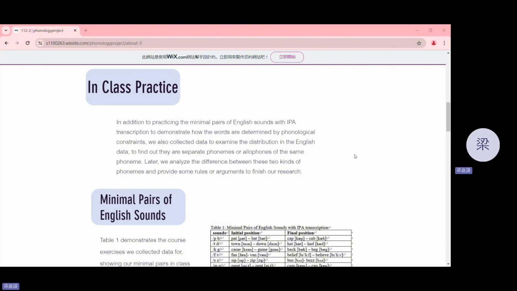In addition to practicing the minimal pairs of English sounds with IPA transcription, to demonstrate how the words are determined by phonological constraints, we also collected data to examine the distribution in the English data, to find out whether they are separate phonemes or allophones of the same phoneme. Later, we analyzed the difference between these two kinds of phonemes and provided some rules or arguments to finish our research.